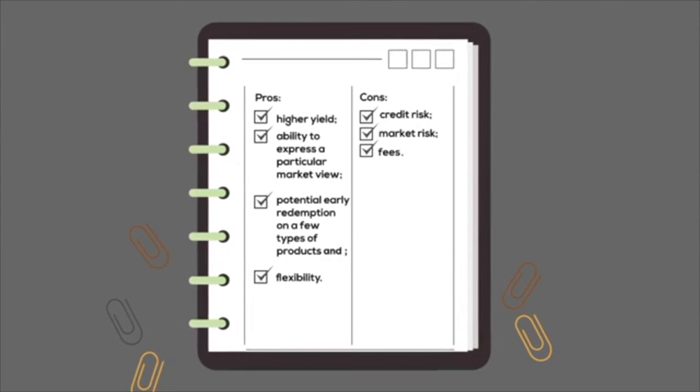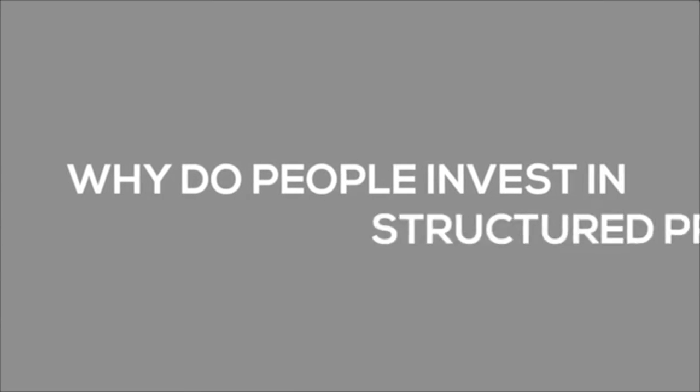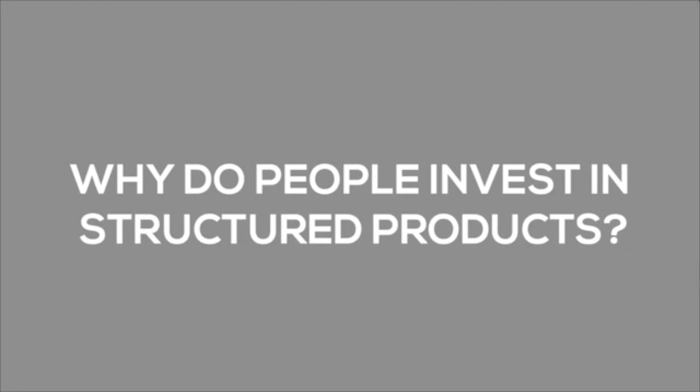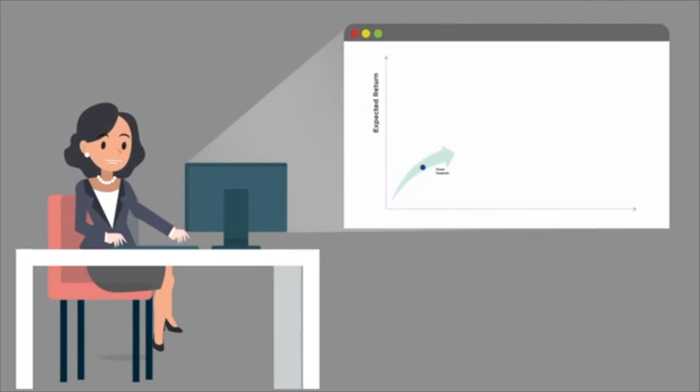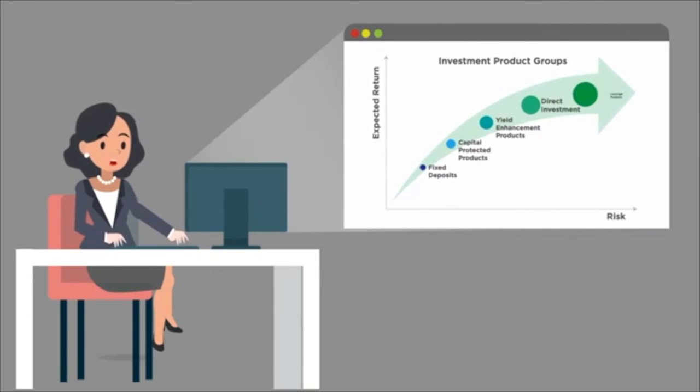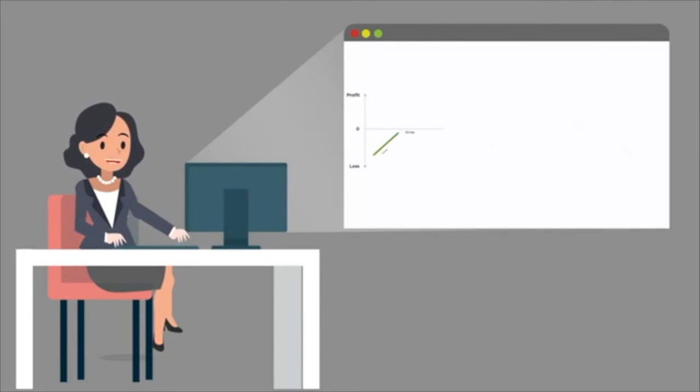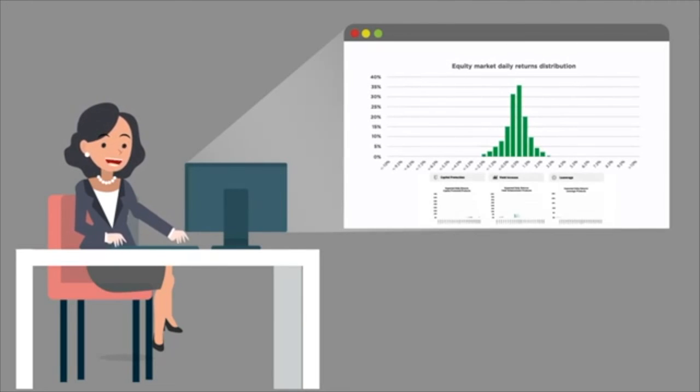Why do people invest in structured products? Structured products provide investors with any risk-return profile. Investors can select their market view and get a return besides buying or shorting the asset. Finally, structured products allow investors to shape the distribution of their portfolio returns.